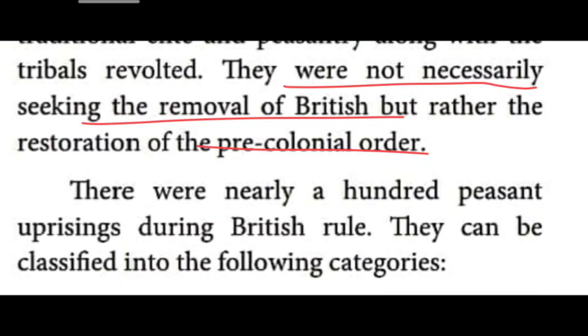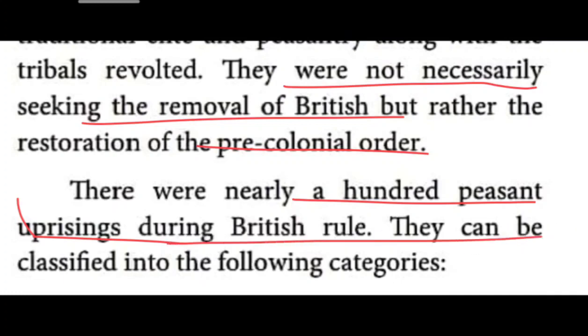So there were nearly 100 uprisings. What is the meaning of uprising? A revolt during the British rule. They can be classified into the following categories. A number of peasant uprisings were there, nearly 100, like that they are telling. Among that, only four types of uprisings, revolts, are given here, given in your book.